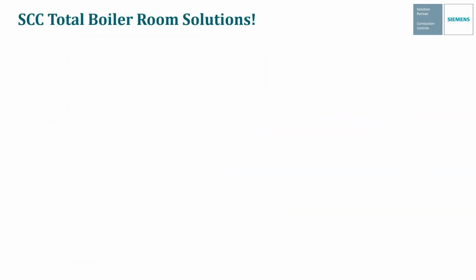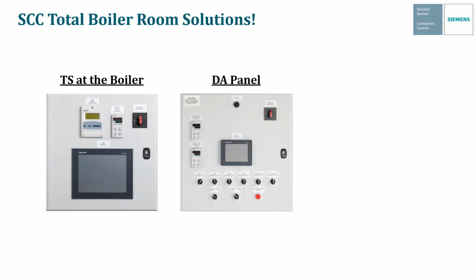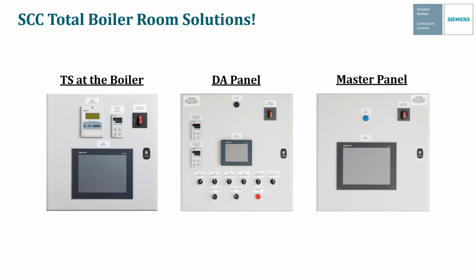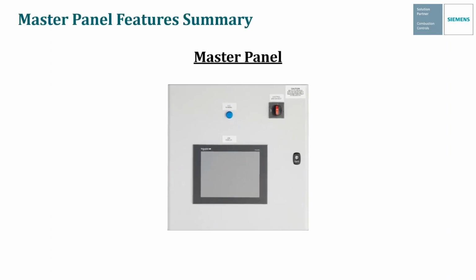So moving forward, if you joined us for our 101 webinar, where we covered an overview of our Total Boiler Room Solutions product, you remember that it consisted of three main components: the touchscreen at the boiler, a DA panel, and then the master panel. Today's webinar is going to be all about the master panel itself. We're going to dive into the different features and functions, and there's so much this master panel really can do that we're not going to be able to cover everything in detail today, but we are going to dive into some of the more basic functionalities and show how they can be set up on the master panel itself.